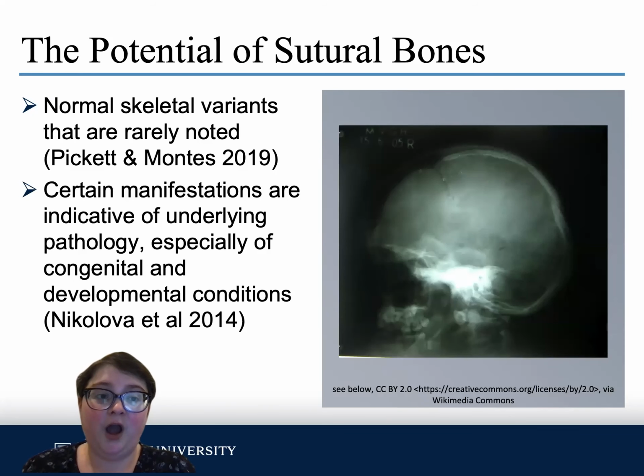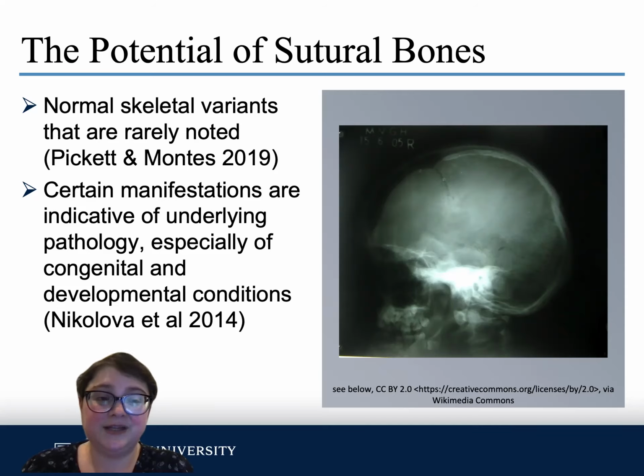Sutural bones most commonly occur as normal skeletal variants that go unnoticed or are noted as incidental findings. However, some sutural bones are pathological and are indicative of underlying congenital or developmental conditions. This radiograph, for instance, shows a number of sutural bones within the lambdoid suture in an individual with cleidocranial dysostosis. Sutural bones are therefore of diagnostic significance in both medicine and paleopathology.